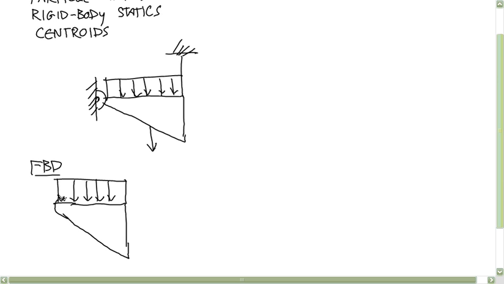You might be better off representing that as a single force, but I'm not going to require that on this test for sure. And then the gravity force, it acts somewhere there. You don't have to show that distance or anything. You're just trying to show all the loads. Okay.